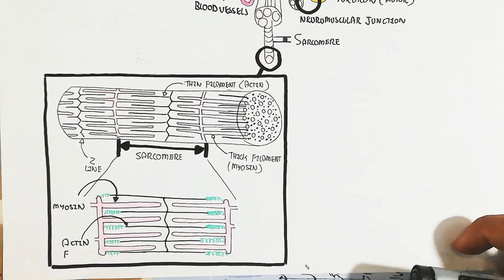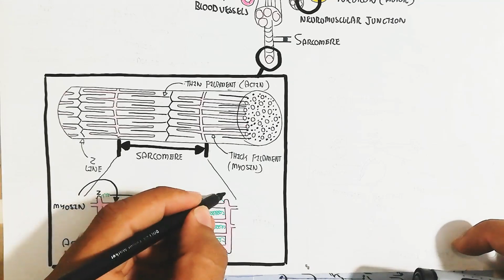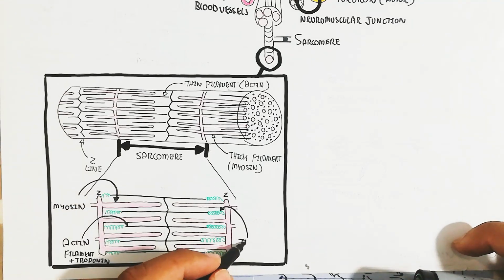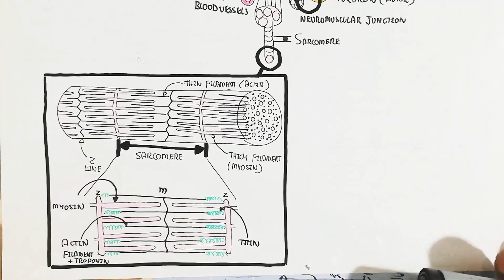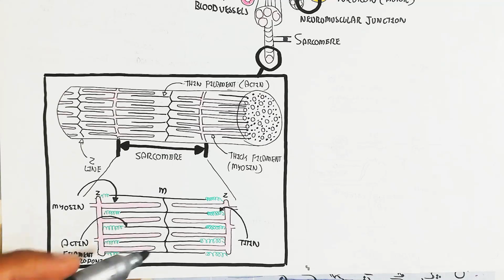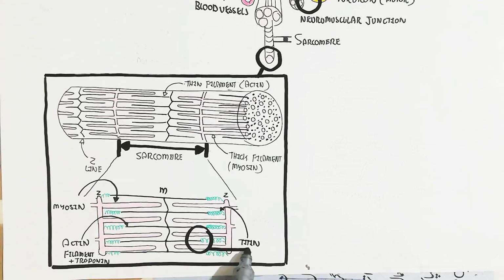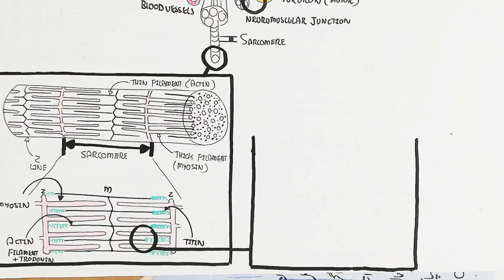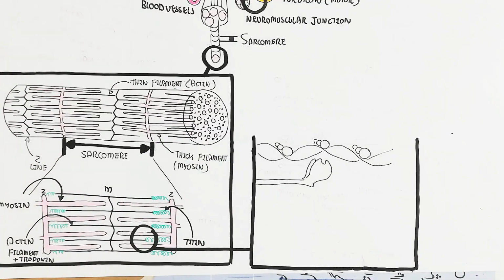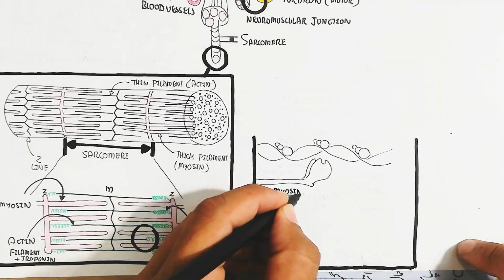For example, in the middle area, the myosin is here, and the actin filament and troponin are here, while this is the titin, which is attached to the M line, the M band or M plate. In this way, it tightly forms a sarcomere. The sarcomere contains actin and myosin.